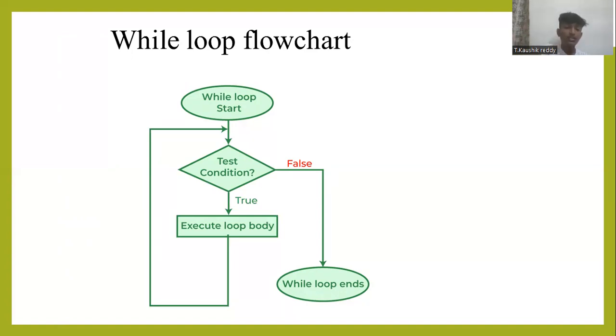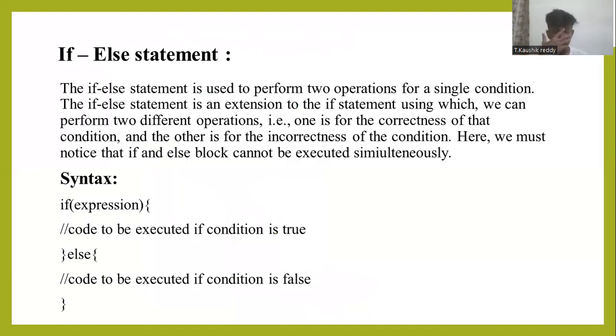Or sorry, actually the test condition is the decision. The diamond shape represents a decision for the program, and this executes the loop of the body. Next, the if else statement. The if else statement is used to perform two operations for a single condition. The if else statement is an extension to the if statement, using which we can perform two different operations. That is, one is for the correctness of that condition and the other is for the incorrectness of the condition.